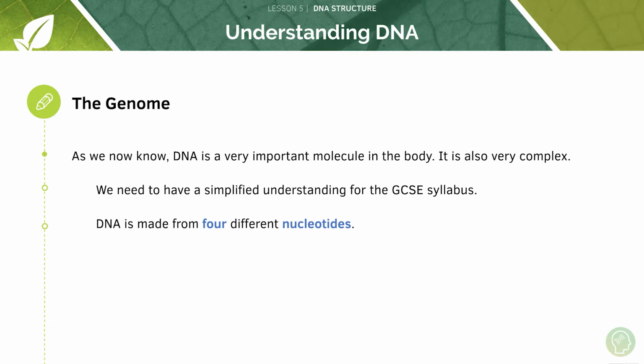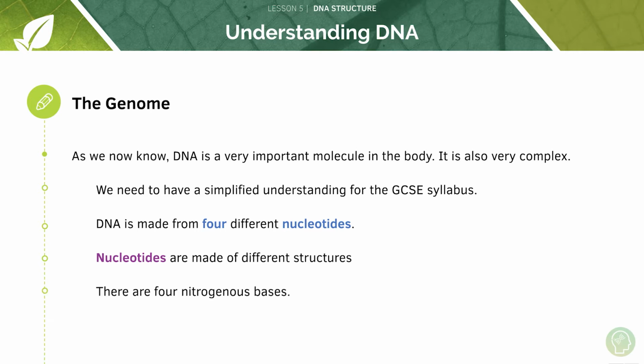So DNA is made from 4 different nucleotides. Nucleotides themselves are made of different structures. So we have our DNA, which is made from nucleotides, which themselves are made from different structures. One of the structures that they're made of is our 4 nitrogenous bases. Each nucleotide will contain one of these bases. So this is just an outline. Now let's have a look in a little bit more detail.